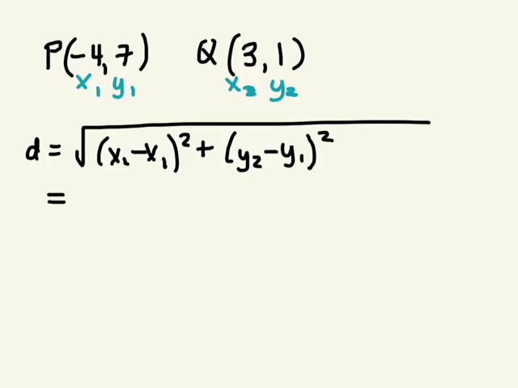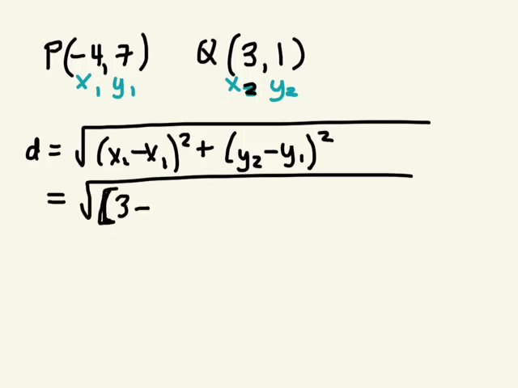So what's x2? Sorry, x2 is 3 minus, what's x1? Negative 4. Watch your signs. All of that is to be squared, so we have to do this in order. Plus, what's y2? 1 minus, what's y1? 7. All of that is to be squared.